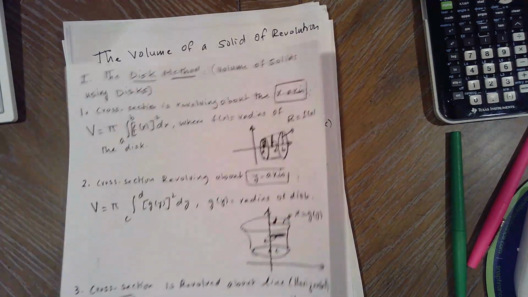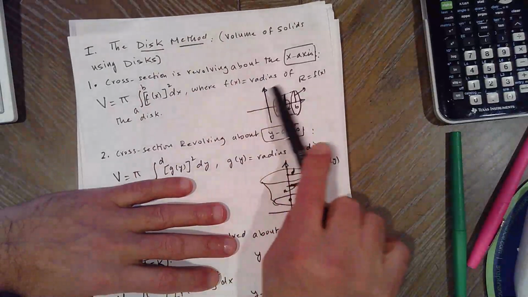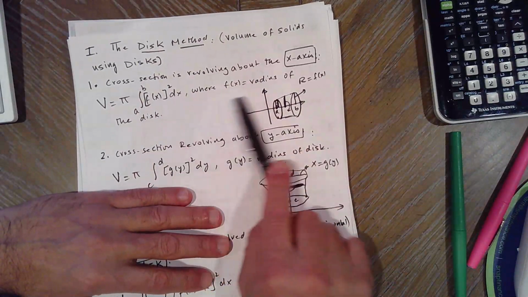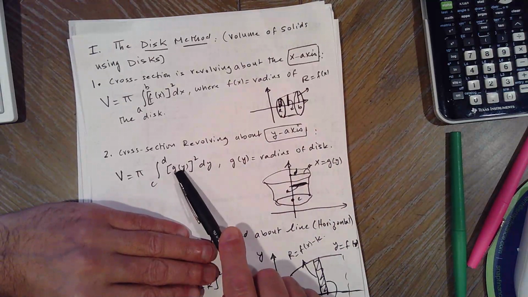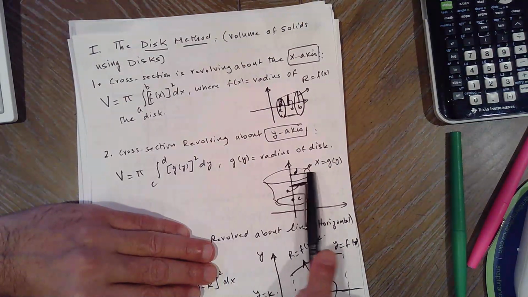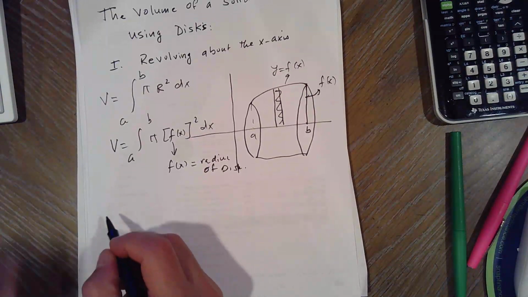And this is a handout in the notes. Cross section is revolving about the x-axis. This is the formula we did. And then if it's about the y-axis, it's going to be g of y, because the radius would be g of y. So here's the second one.